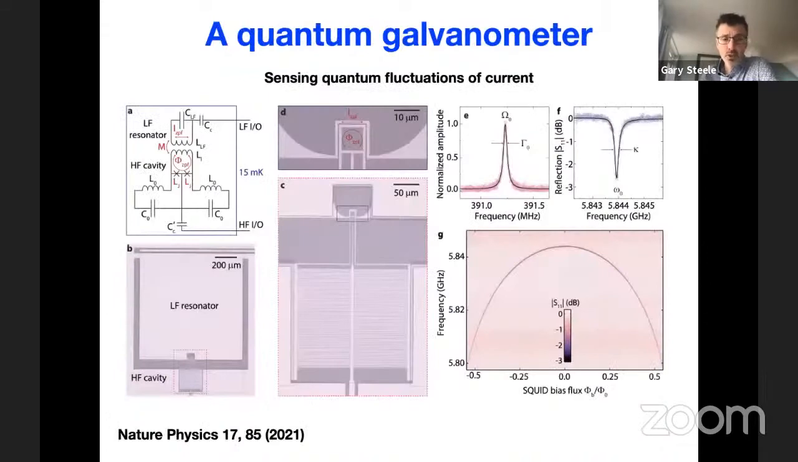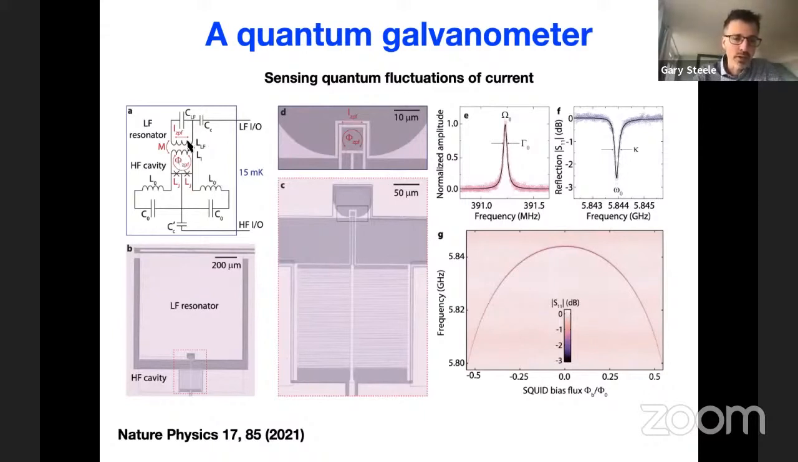So the next thing we've done with this is actually make something that I'll call a quantum galvanometer. And there the idea is that now, instead of sensing position, we're going to try to sense quantum fluctuations of current.